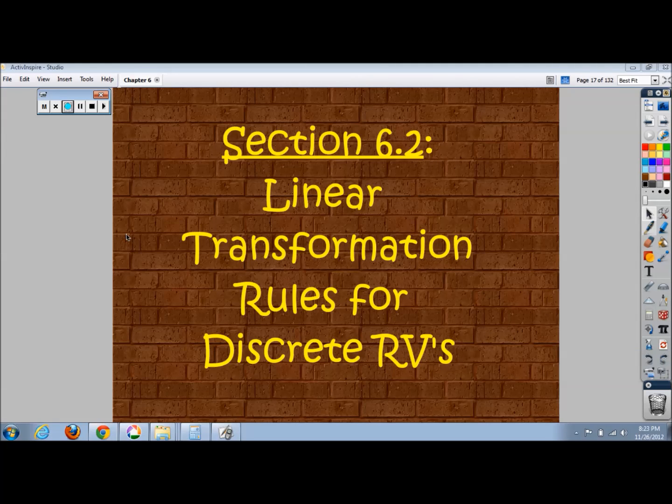Alright, in this video you're going to see some elements that we have discussed previously in either chapter 1 or 2, I can't quite remember, but we're going to be applying them to our discrete random variables. Okay, so what you see in this video should look pretty familiar to you.